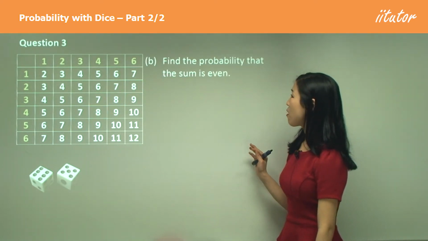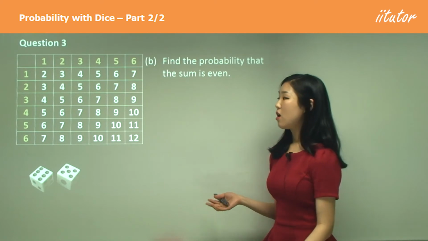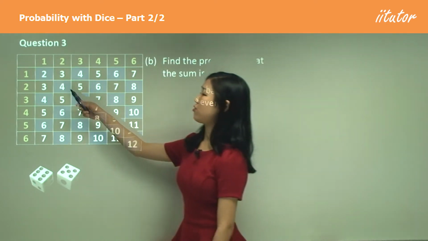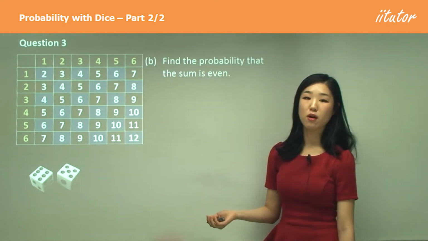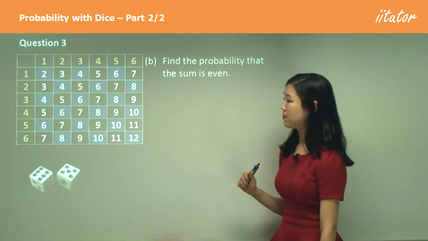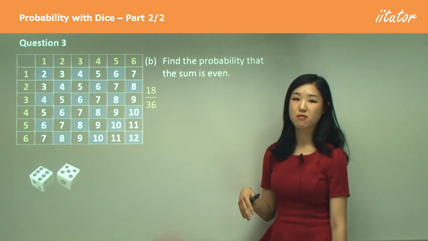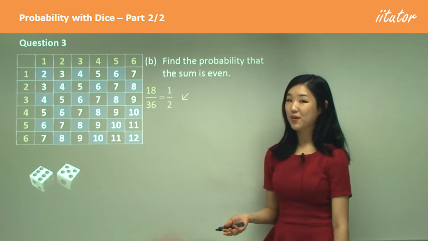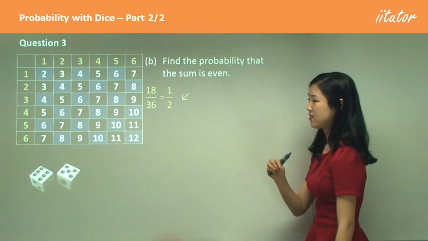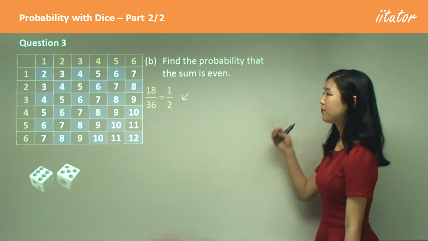B, find the probability that the sum is even. Even numbers, all of these ones, 2, 4, 6, 8, 10, and 12. Okay, so count them up. So I think it's probably just half of them, which is going to be half. Okay, that's it. Again, just looking at the table, very, very straightforward.